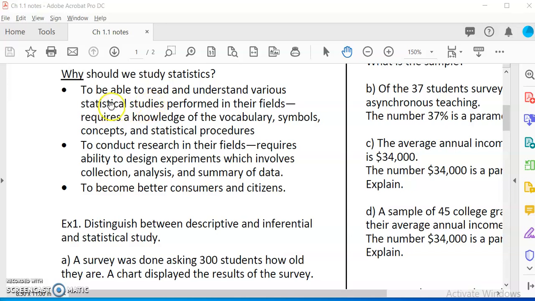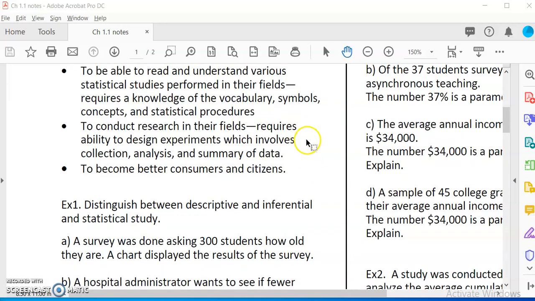Not all statistical studies are correct. Sometimes people do statistical study or make conclusions from statistical study that is wrong. The second thing is to do research yourself. If you want to find something out about the world, you can do an experiment or you can use statistical techniques to present data. And lastly, for all college education, anything that you learn is to make yourself a better consumer and citizen.